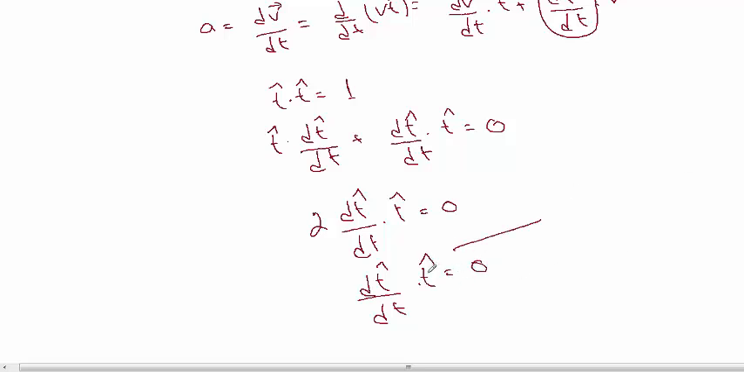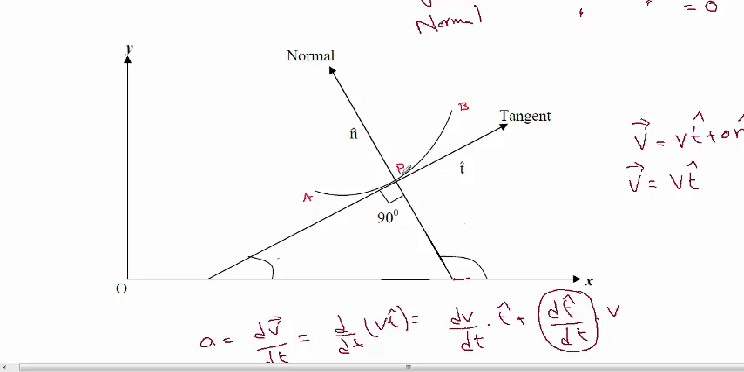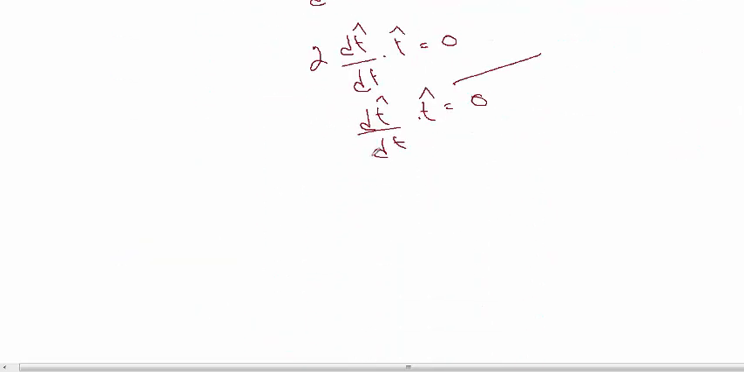Now this t is a unit vector along the tangent line, and its dot product with dt over dt is equal to 0, which means dt over dt is along the normal to the particle at point P. Unit tangent vector at the point P is t. Then a line which is perpendicular to t is our normal vector, and the dot product of these two will be 0. So the direction of dt over dt is along the normal unit vector.